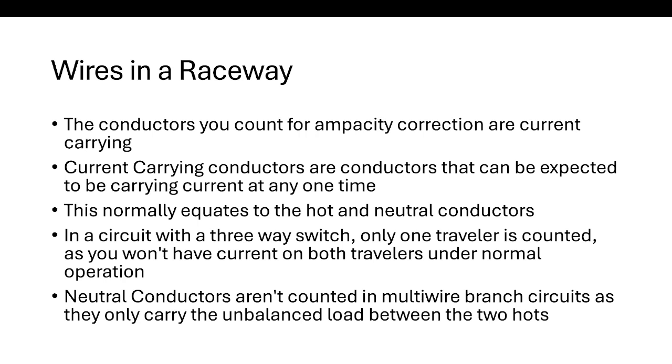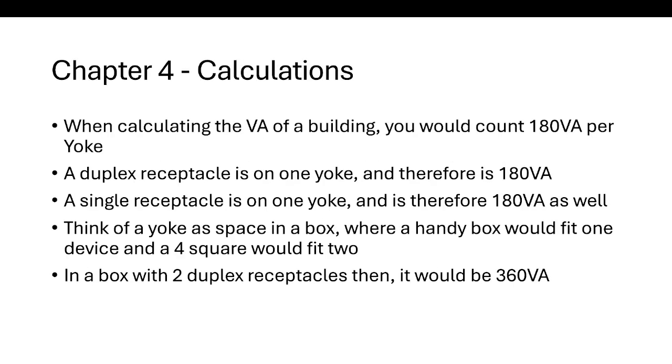In a multi-wire branch circuit, you would not count your neutral conductor, as the neutral conductor is only used to carry the unbalanced load between your 2 hot conductors. The other thing is your equipment ground conductor is also not current carrying, because if your equipment ground is carrying current, that generally means that you have a ground fault.